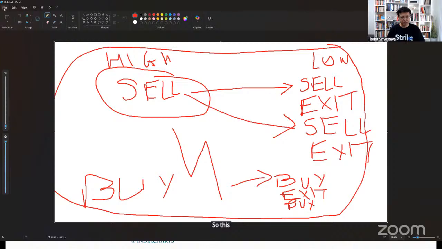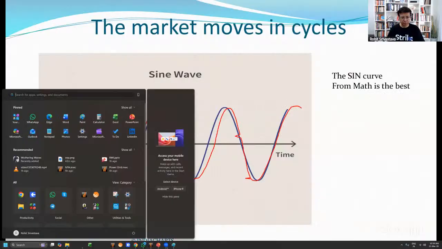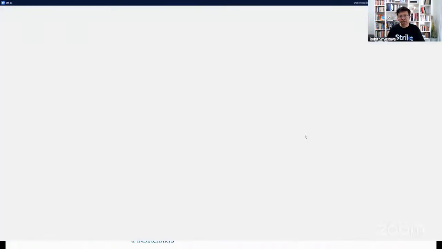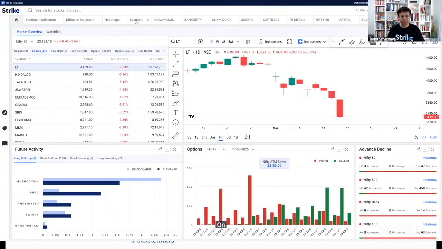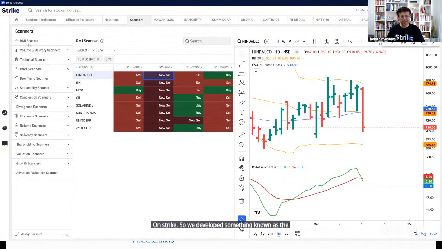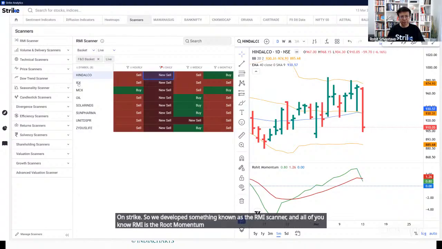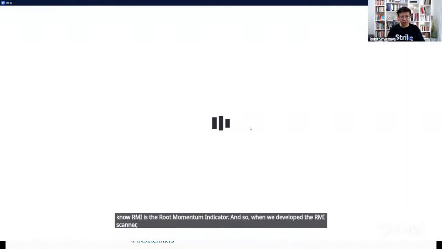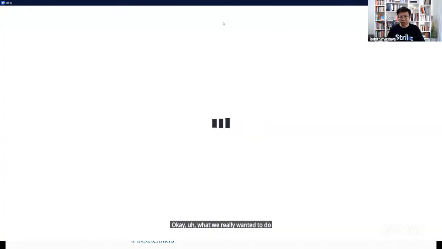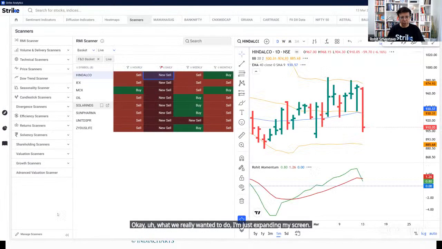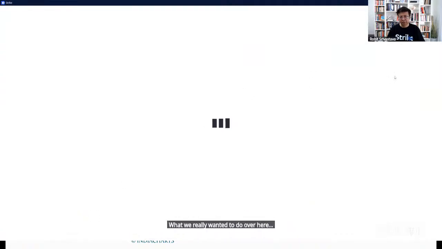So this very important question is simplified using the scanners on Strike. So we developed something known as the RMI scanner, and all of you know RMI is the Rohit Momentum Indicator. And so when we developed the RMI scanner, what we really wanted to do, I'm just expanding my screen, what we really wanted to do over here is allow you to find buy and sell signals based on RMI.